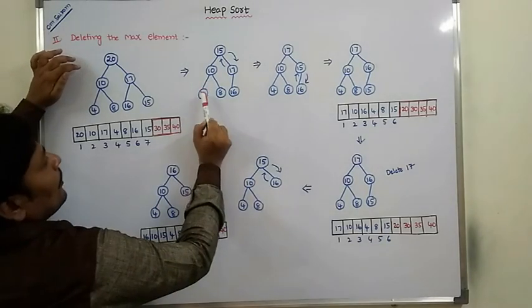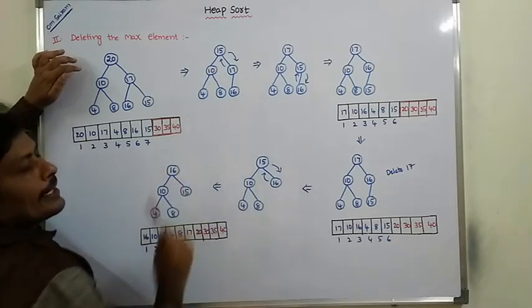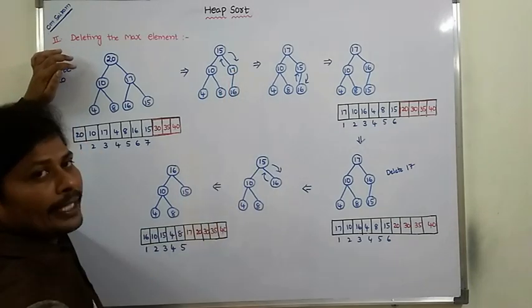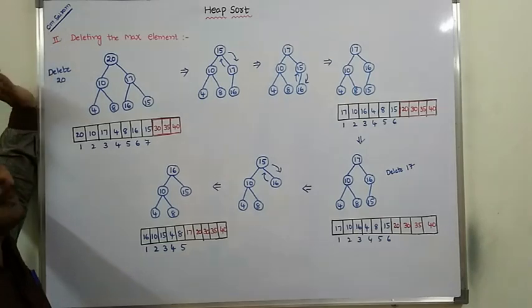So now 4 and 8 have the parent 10. 10 is greater than 4, 10 is greater than 8. And 16 has only the parent 17. 17 is greater than 16. It satisfies the maximum heap property.